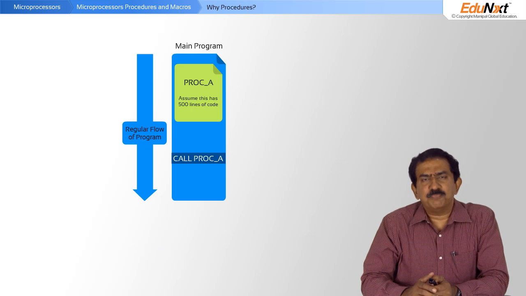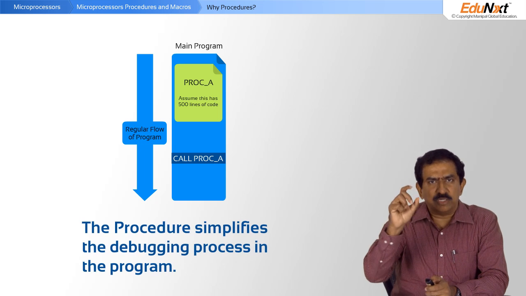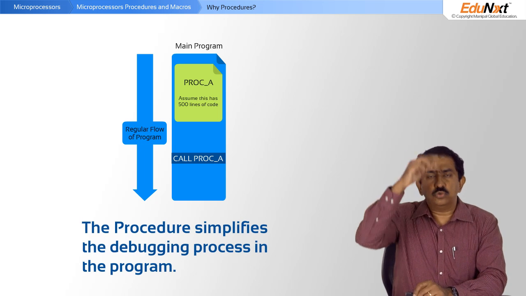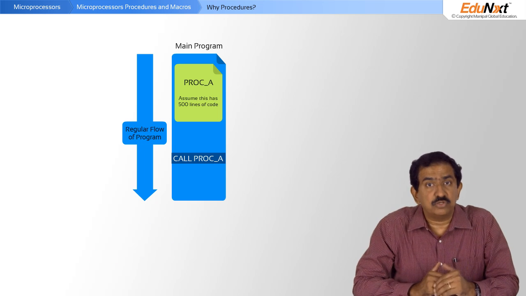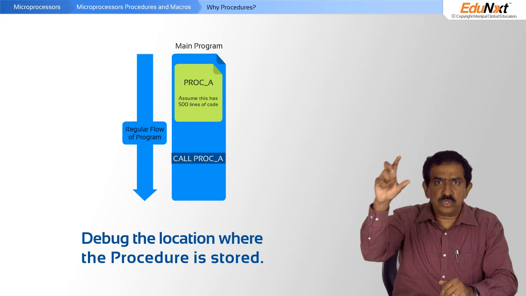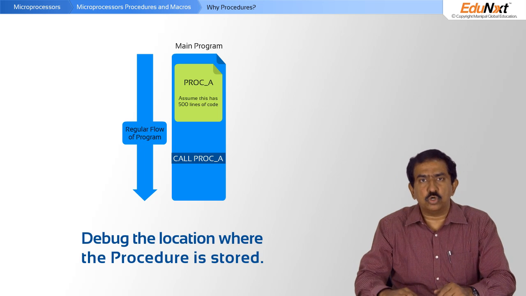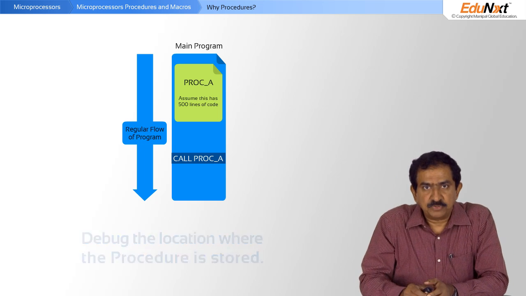The procedure also helps you to debug the program only once, because if there is an error, you don't have to debug the error 100 times wherever you have inserted the procedure. All you have to do is debug that one location where the procedure is stored, and if that works, it will work all the 100 times.